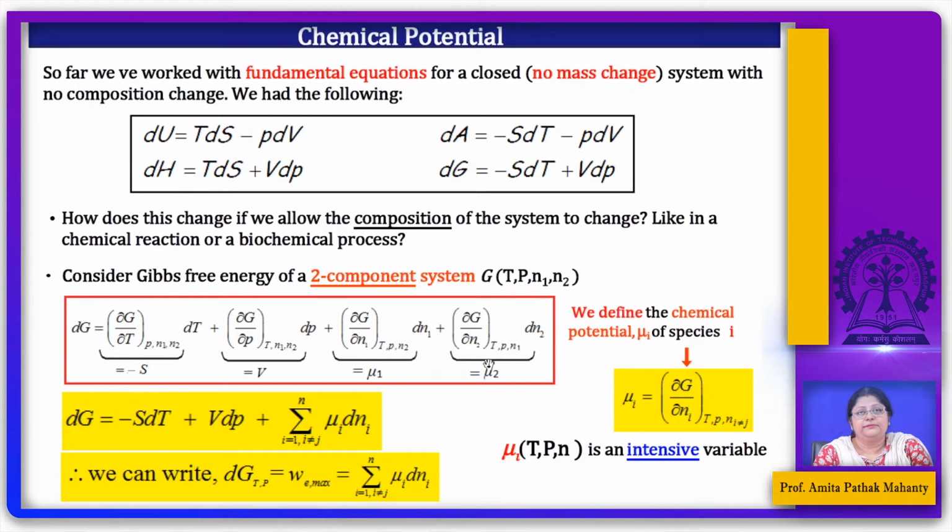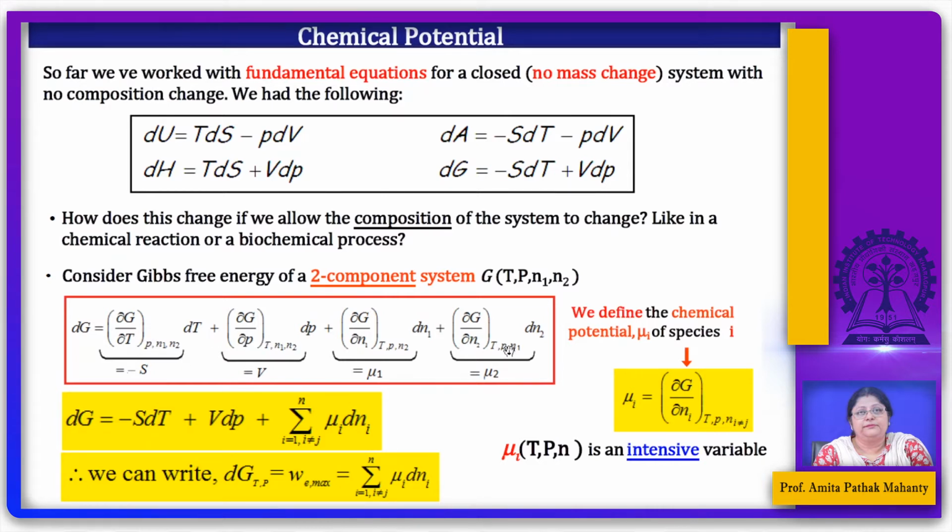Similarly, consider how G changes with water. Now I keep the temperature and pressure constant as usual, and also the number of moles of ethanol constant, and change the moles of water. The change in G with the moles of water is the measure of the chemical potential of water. So this equation gets modified as minus S dT plus V dP, which comes from the closed system part.